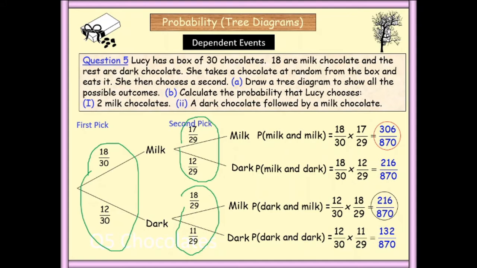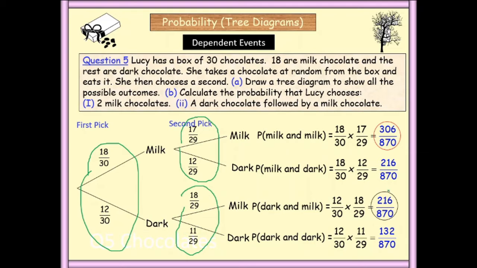2 milk chocolates is your top one, which is circled in red, 306 out of 870. And a dark chocolate followed by milk chocolate, which is a dark milk, which is 216 over 870. Now, I'd never really cancel these down unless the question asks for it. And these normally come up in the calculator paper, so I just type it in the calculator.